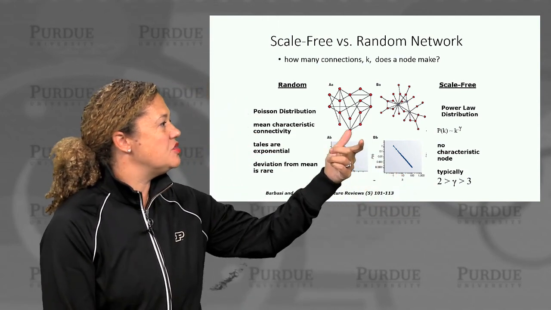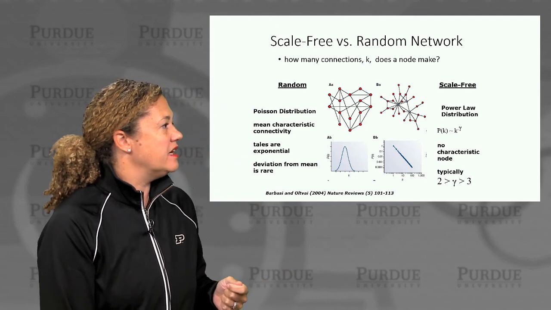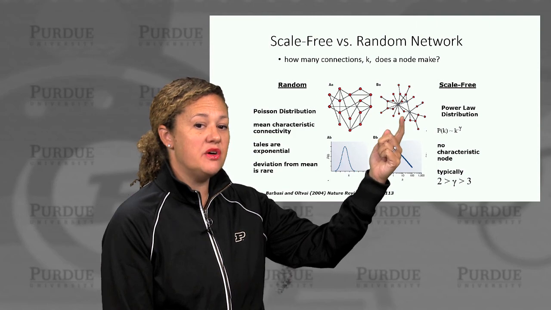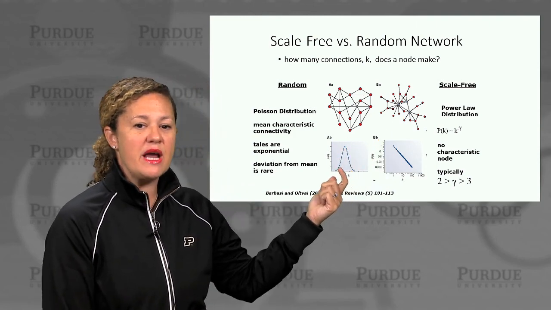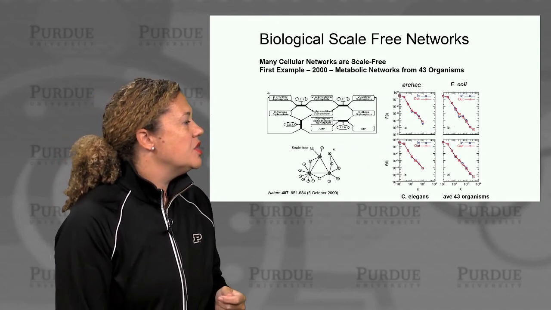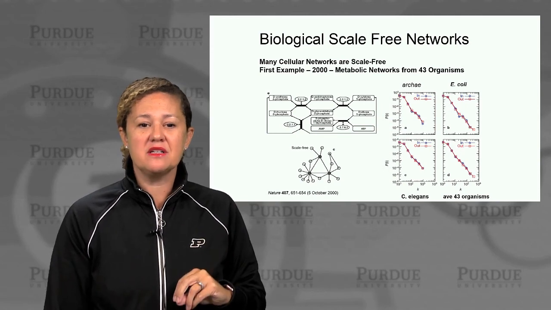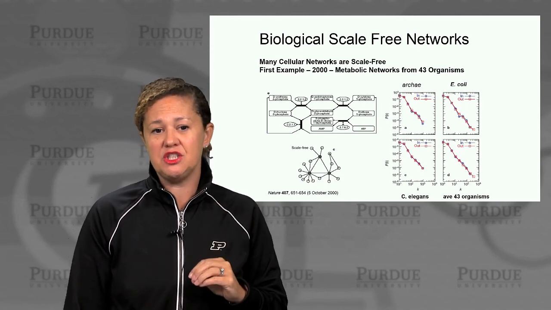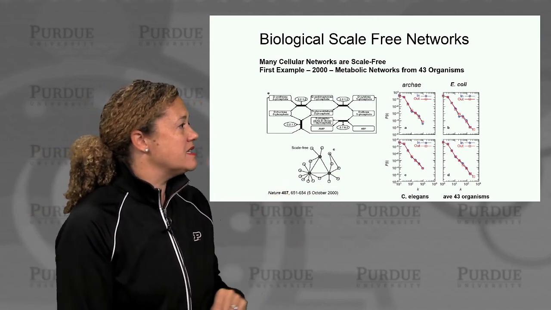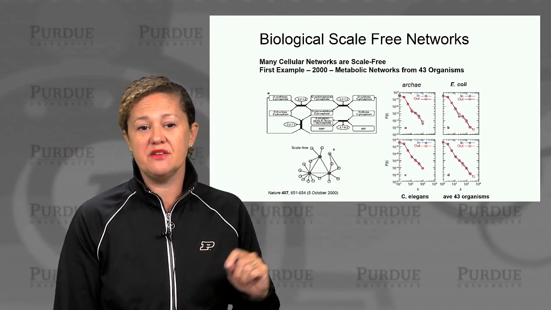And so you can see 2 examples of a random and a scale-free network generated here. And you can see now the presence of some of these highly connected nodes that are very unlikely in a randomly connected network. So it turns out that many biological and cellular networks have these scale-free features. Some of the first examples that were looked at came from an extensive study looking at a number of metabolic networks from 43 different organisms.